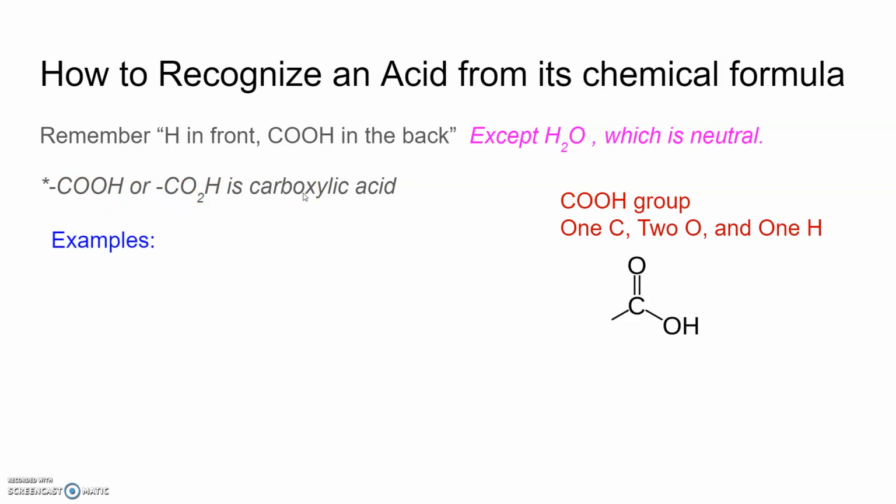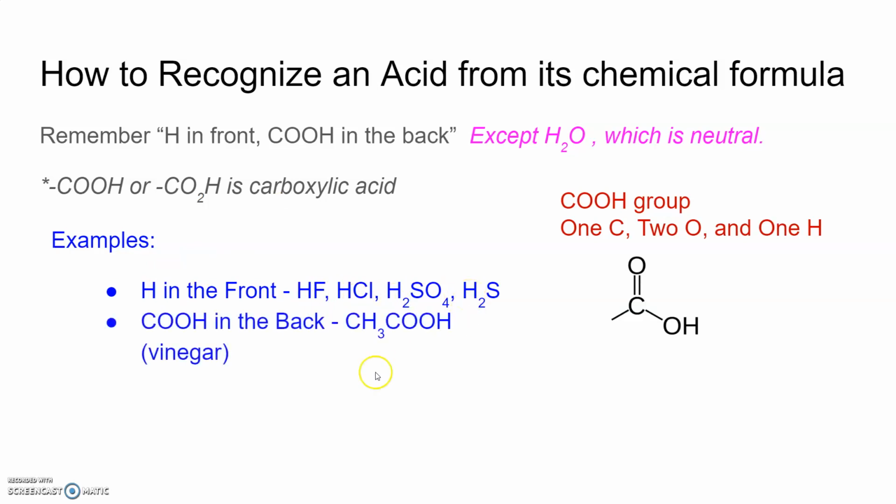Let's look at some examples of chemical formulas so we can see how we can recognize acids. So here are examples of acids where the hydrogen's in the front. You notice in all of these chemical formulas, there's a hydrogen in the front. And an example, this is vinegar, where there's this COO group in the back. That's how you know that these are acids, H in the front or COO group in the back.